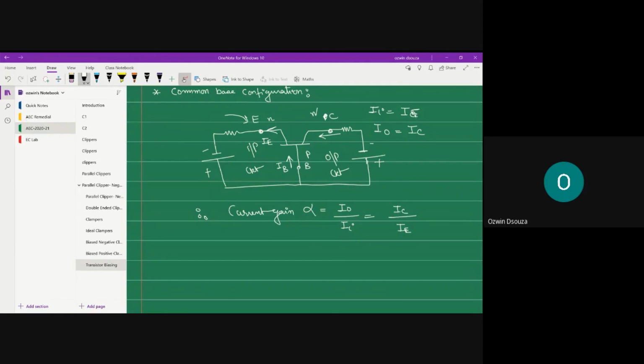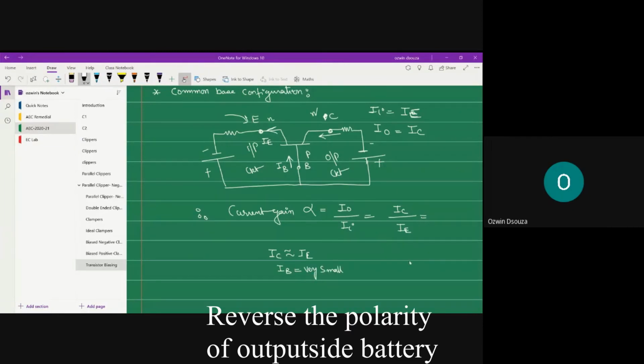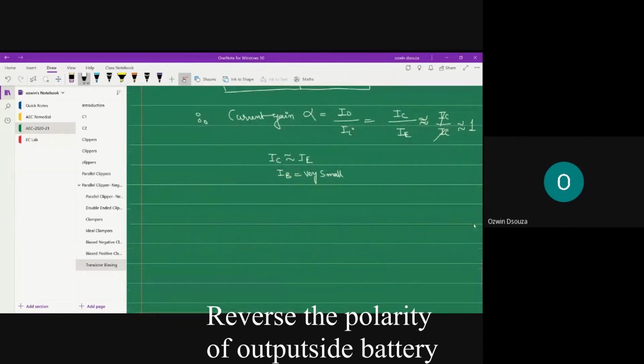Let me write it in capital. Your collector current IC is approximately equal to IE, because your base current is very small. Hence you can write IC divided by IE, so approximately you will get your current gain equal to unity.